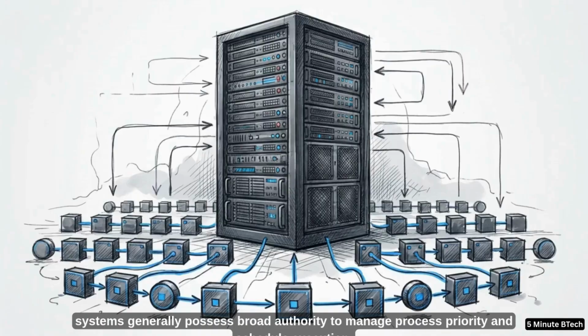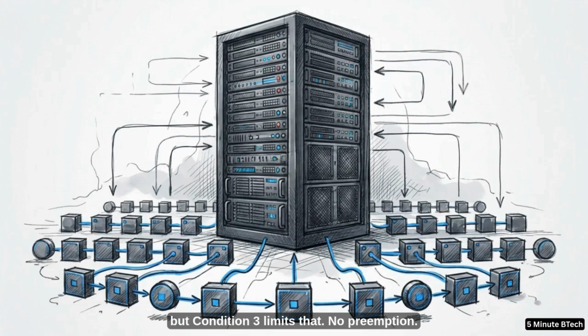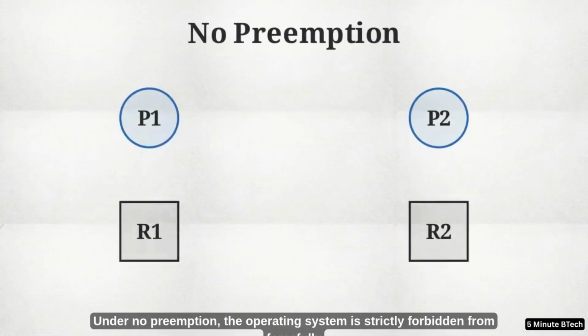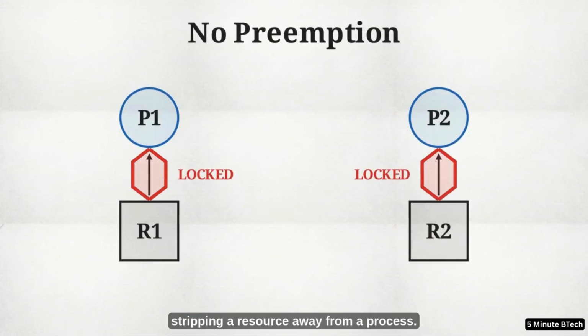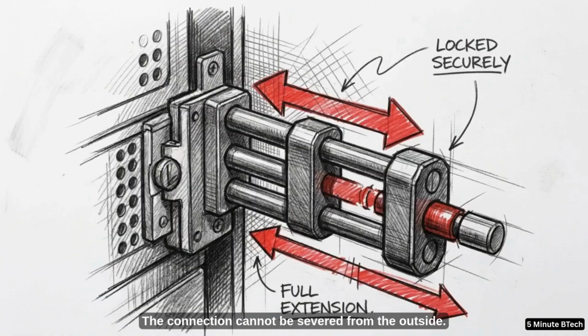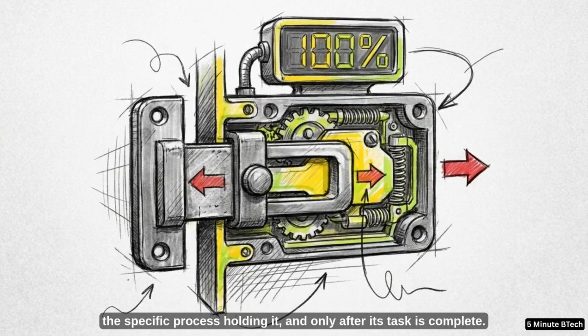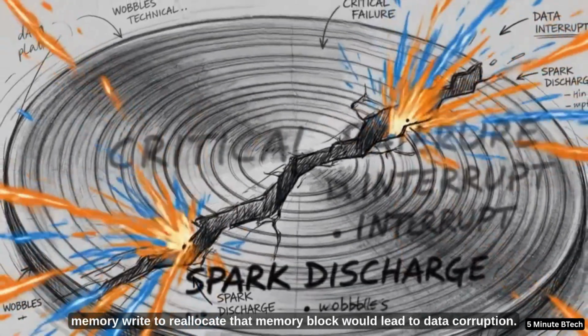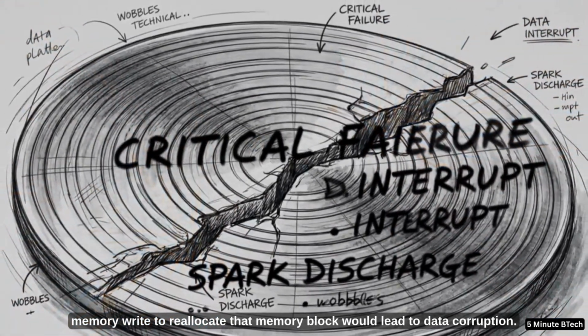Operating systems generally possess broad authority to manage process priority and schedule execution, but Condition 3 limits that authority: no preemption. Under no preemption, the operating system is strictly forbidden from forcefully stripping a resource away from a process. The connection cannot be severed from the outside. The resource can only be released voluntarily by the specific process holding it, and only after its task is complete. The architectural reasoning here is simple. Interrupting a mid-process memory write to reallocate that memory block would lead to data corruption.